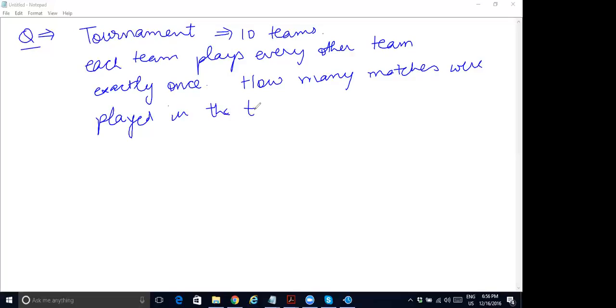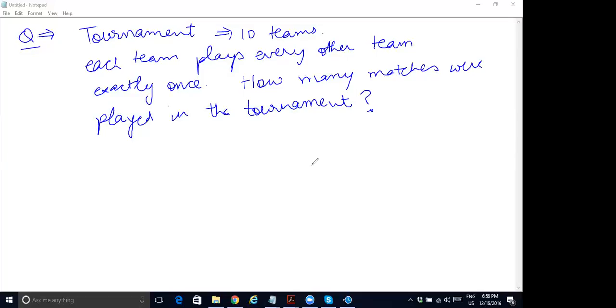9 factorial. How? 9 games. I mean, sorry, like 9 plus 8 plus 7 plus... Because team 1 played 9 games, team 2 played 8 games. So basically, I'm adding 1 through 9.